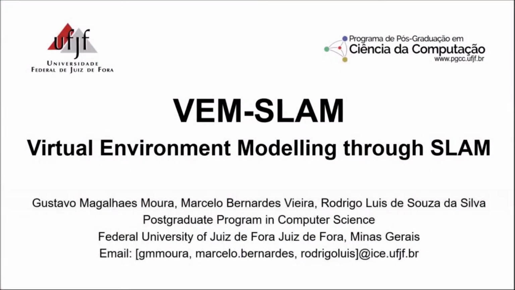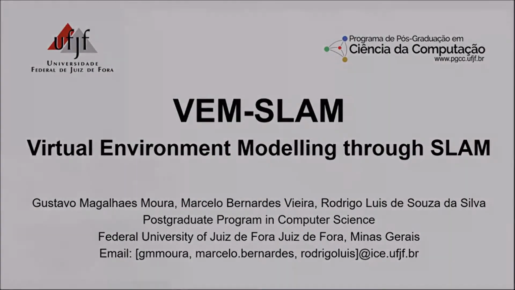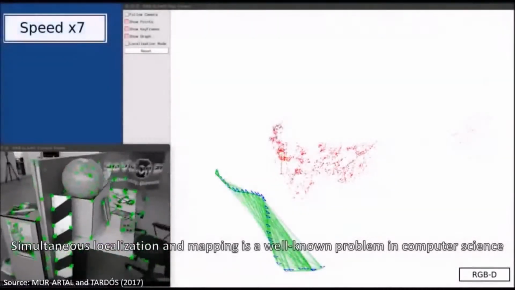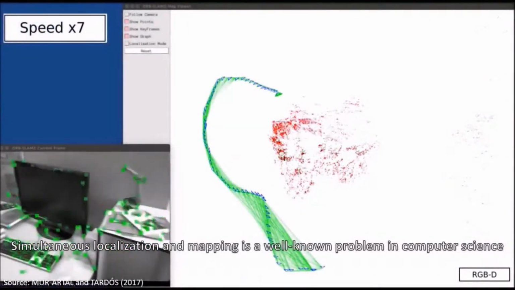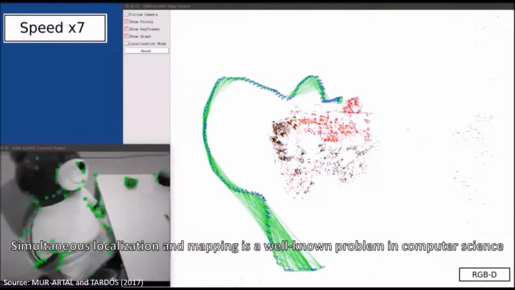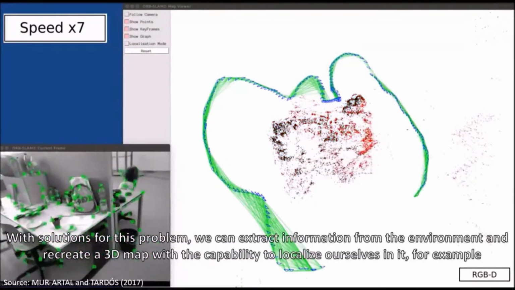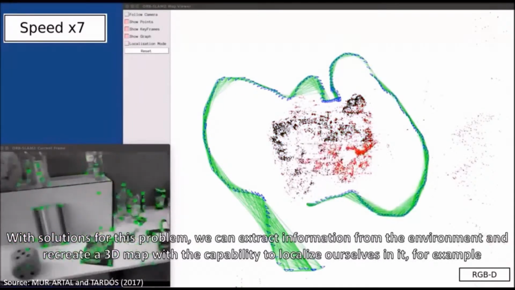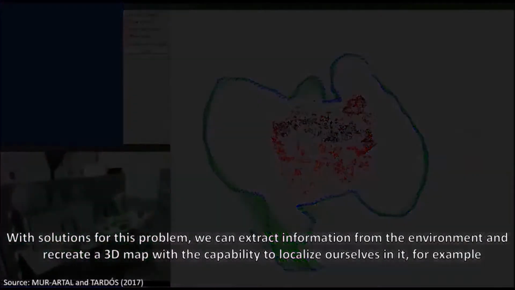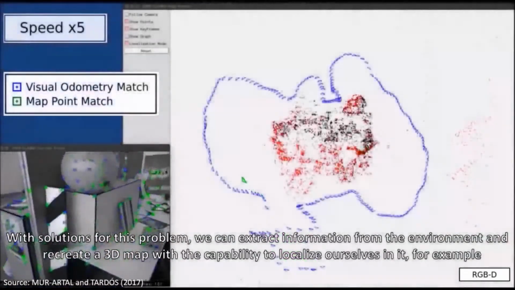Hi, my name is Gustavo Magalhães and I will present VinSLAM, Virtual Environment Modeling through SLAM. Simultaneous localization and mapping is a well-known problem in computer science. With solutions for this problem, we can extract information from the environment and recreate a 3D map with the capability to localize ourselves in it, for example.